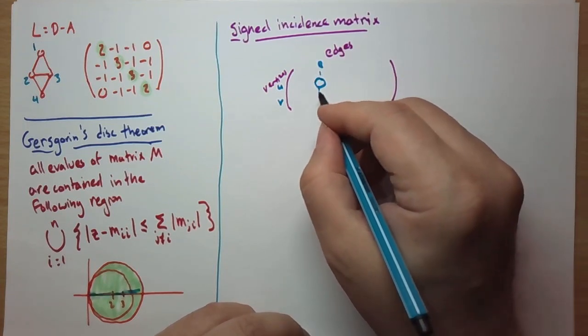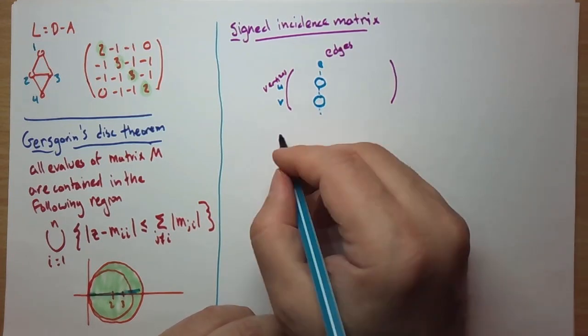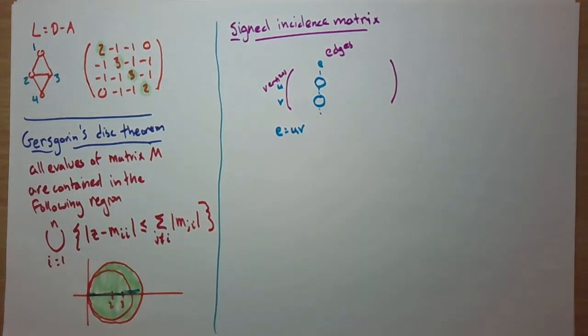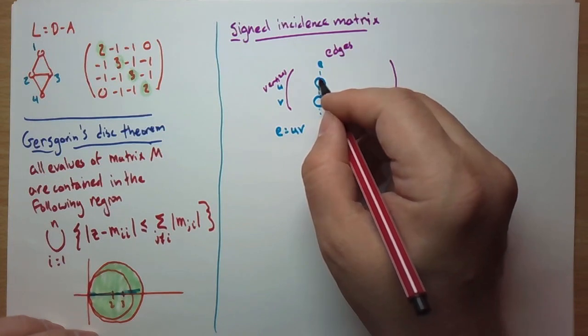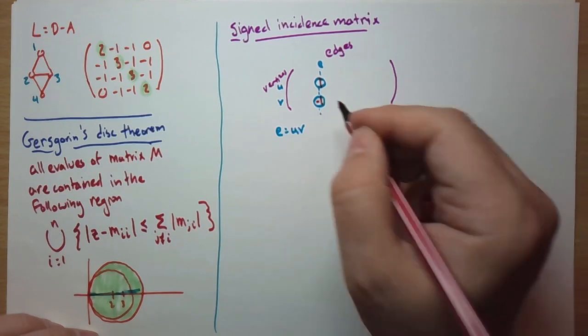So E will have 2 non-zero entries. So I'm thinking here of E as the edge UV. Now, the incidence matrix is 1 if that vertex is in the edge. The signed incidence matrix says, well, for every edge, you pick a vertex and you say, you're the +1. And you pick the other vertex and you say, you're the -1.